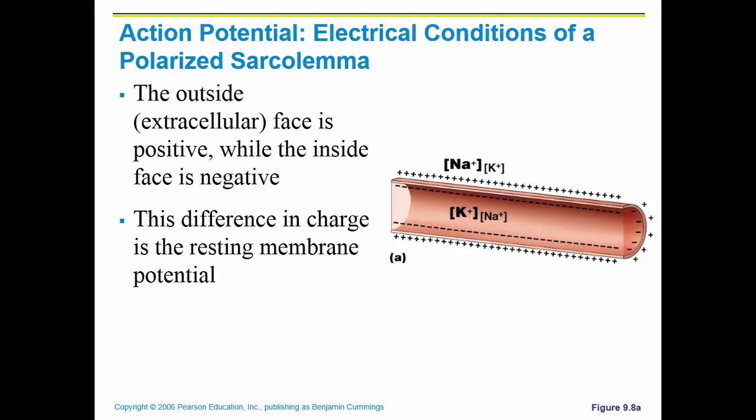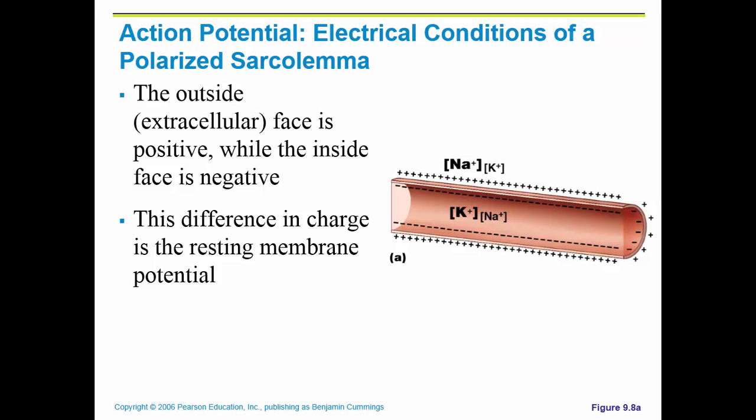Or of a muscle cell. And you guys have now seen the neuromuscular junction and how that works, and the sliding filament theory. But now we're going to get a little bit more into what's really happening at the sarcolemma, or the cell membrane of a muscle fiber.